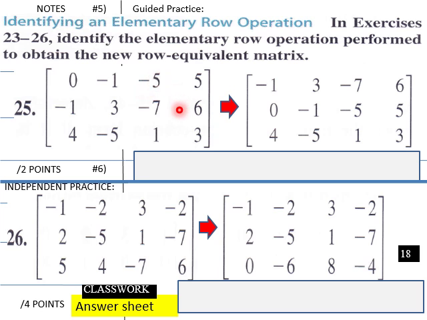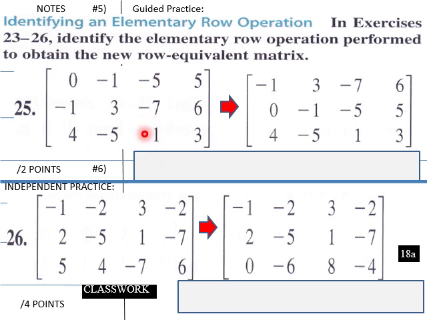So let's try to solve one now. In exercises 23 to 26, identify the elementary row operation performed to obtain the new row equivalent matrix. So here is our original, and then here is our new row equivalent matrix over here. Same thing down here for 26. So what happened between here and here is the question.